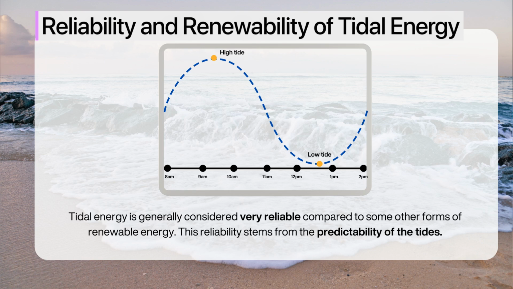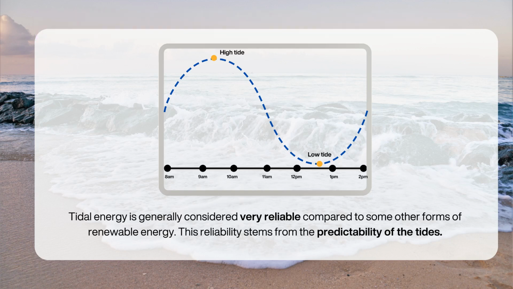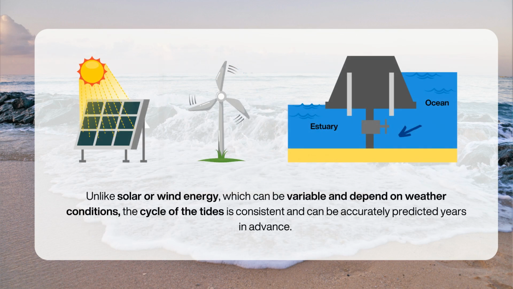Tidal energy is generally considered very reliable compared to some other forms of renewable energy. This reliability stems from the predictability of the tides. Unlike solar or wind energy, which can be variable and depend on weather conditions, the cycle of the tides is consistent and can be accurately predicted years in advance.